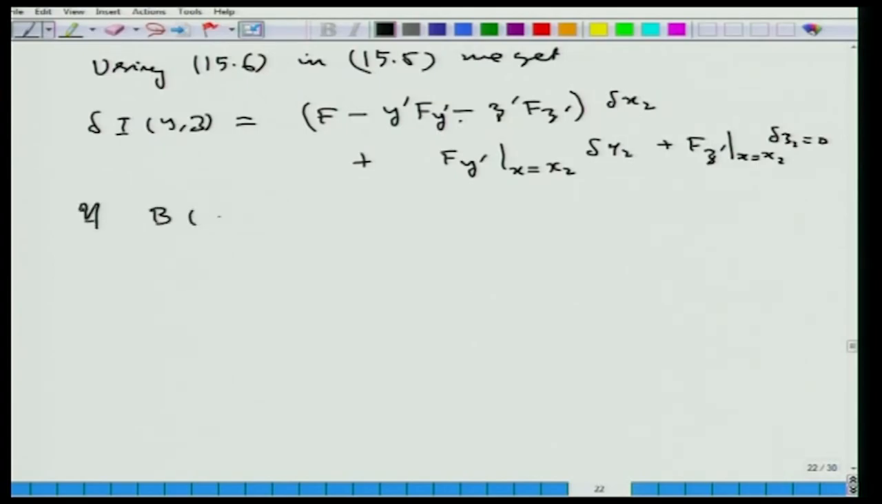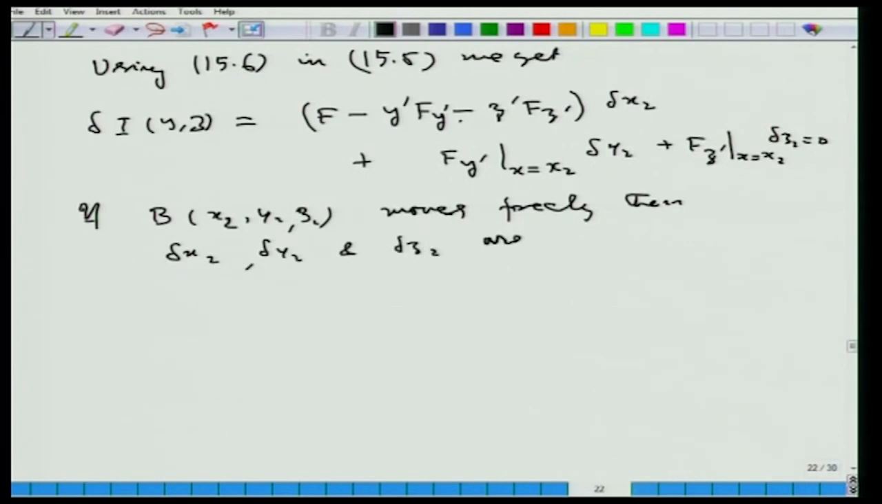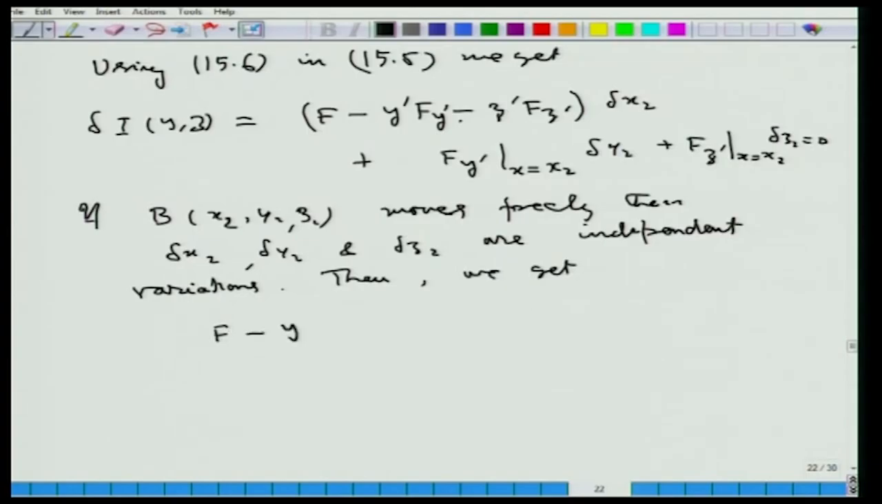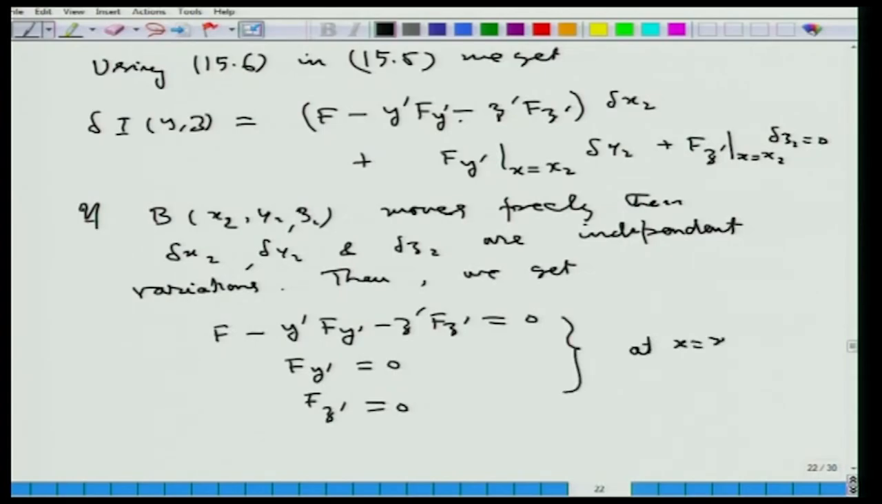Now, if this B, which is x 2, y 2, z 2, moves freely, then this delta x 2, delta y 2 and delta z 2 are independent variations, then we get these three conditions. We get f minus y prime f y prime minus z prime f z prime equal to 0, f y prime equal to 0, f z prime equal to 0 at x equal to x 2.